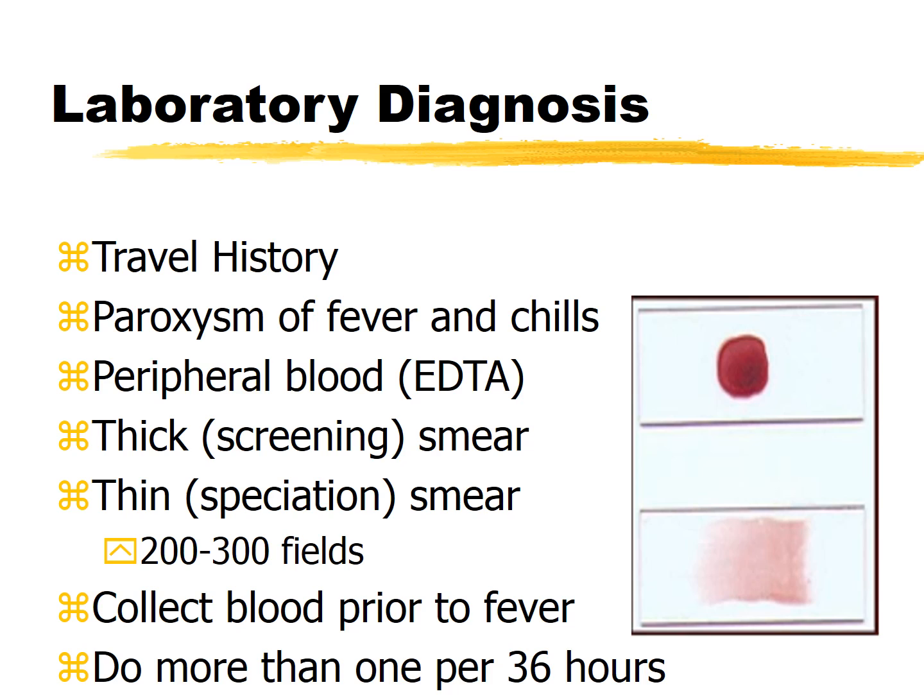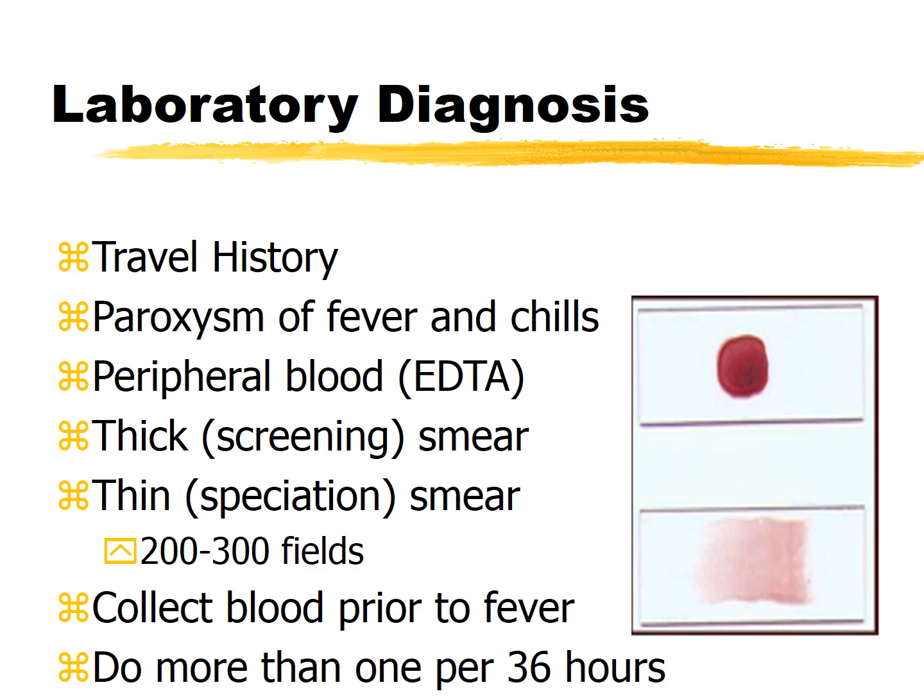How do we diagnose malaria? You want to get a good travel history. You want to take note of the paroxysm, the fever and chills alternating. We do a peripheral blood smear. Using EDTA blood is the best.